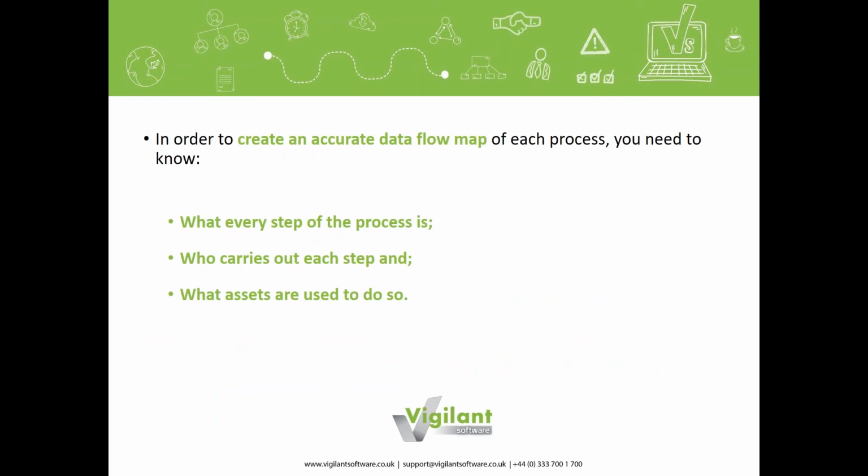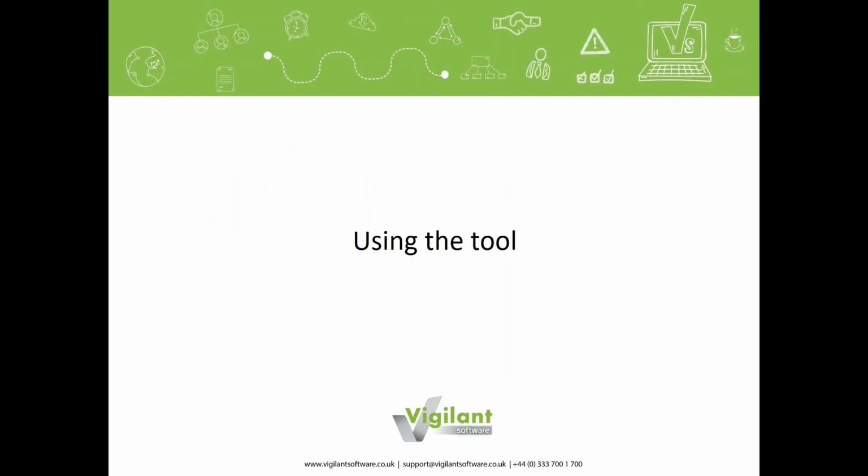So in order to create an accurate data flow map of each process, you will need to know the following three things: what every step of the process is. So you may need to hold some stakeholder meetings within your business just to get a clearer understanding as to what data you're dealing with, where it's being handled, what assets are involved. You'll then need to figure out who carries out each step, and then finally what assets are used to do so. So you'll need to know the controllers of information, who the processors of that information are if you're going to be acting as, or if you are employing a third party to handle your data. And then obviously the last point, what assets are used to do so, be that servers, be that particular departments or people within your organization.